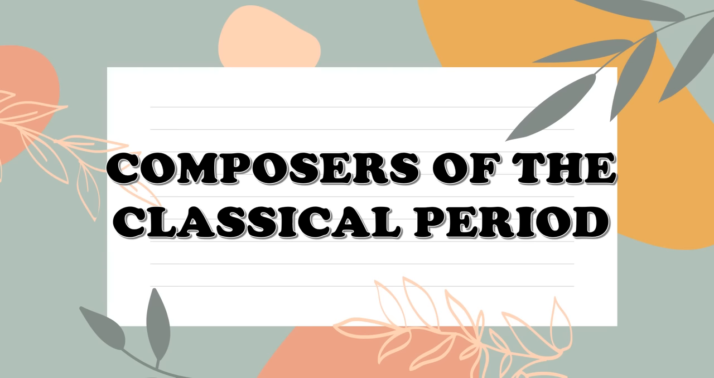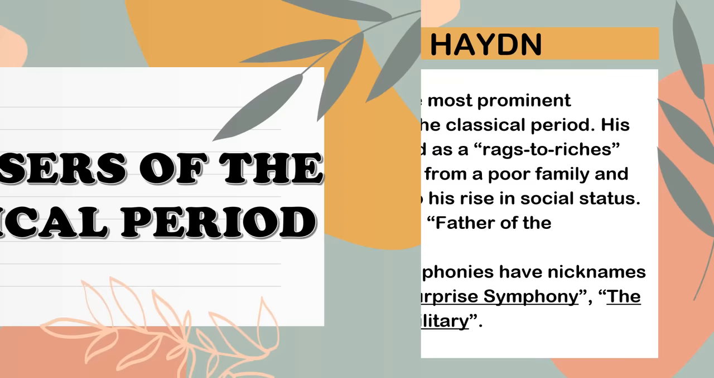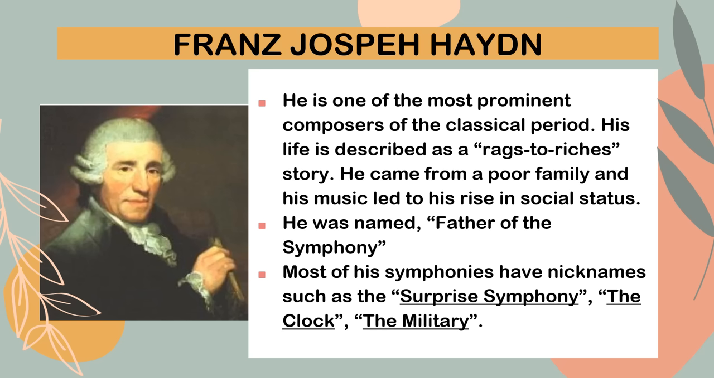Now I will introduce you to the famous classical music composers and their musical pieces. First we have Franz Joseph Haydn. He is one of the most prominent composers of the classical period. His life is described as rags to riches. He came from a poor family and his music led to his rise in social status. He was named the father of the symphony. Most of his symphonies have nicknames such as the Surprise Symphony, the Clock, and the Military.